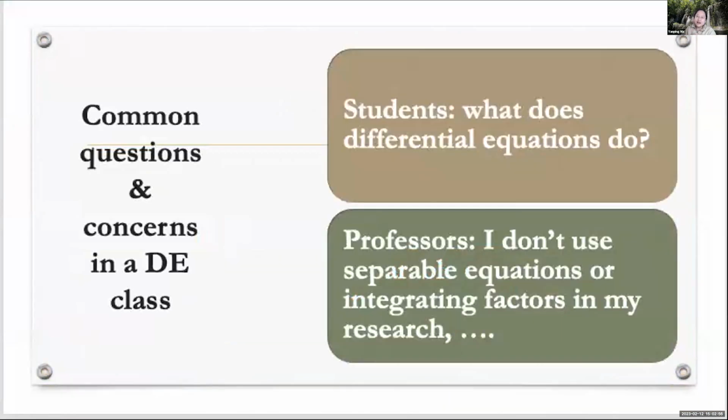Some of the common concerns I've heard and discussed with my colleagues, you probably all know. One question I had from my students is, what exactly does differential equations do? And I've chatted with my colleagues a lot of times, and sometimes I hear frustration: I don't really use separable equations or integrating factors in my own research. Why do we want to teach students that? Well, I share the same concern and struggle from time to time.